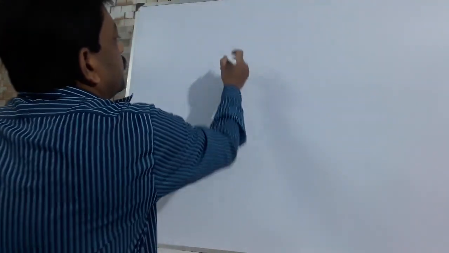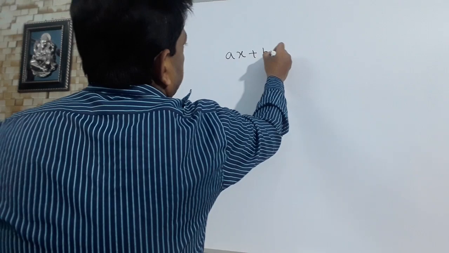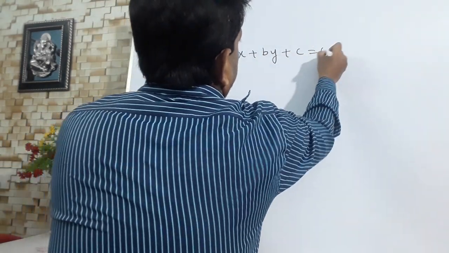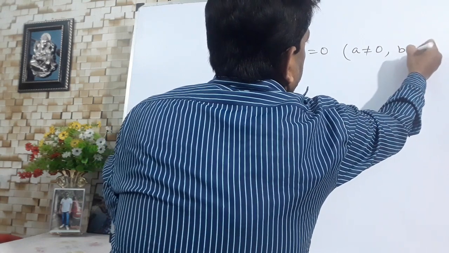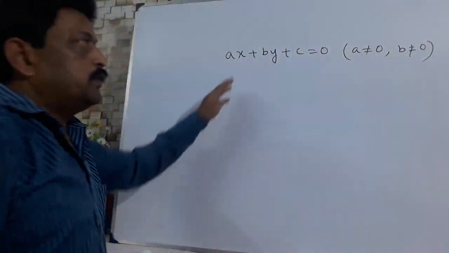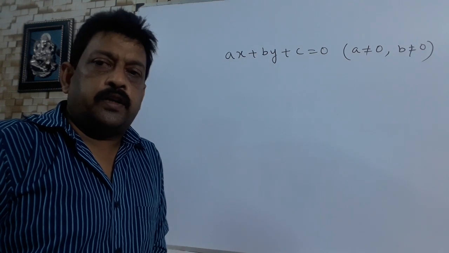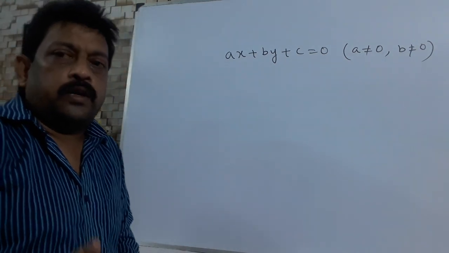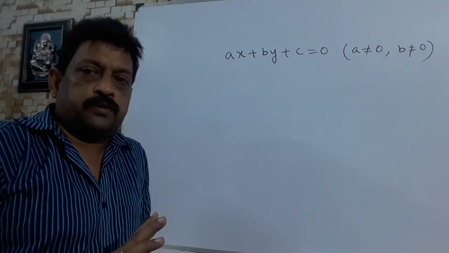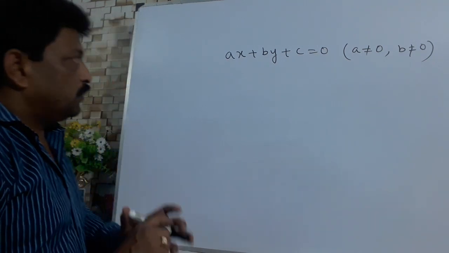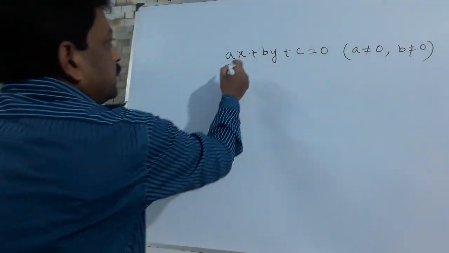The general form of a linear equation, as I have told you, is ax plus by plus c equals 0, where a not equals 0 and b not equals 0. Now this is the general form of a linear equation in two variables. Now here in class 10 we are going to learn about a pair of linear equations in two variables. So the general form of a pair of linear equations will be represented in this form.